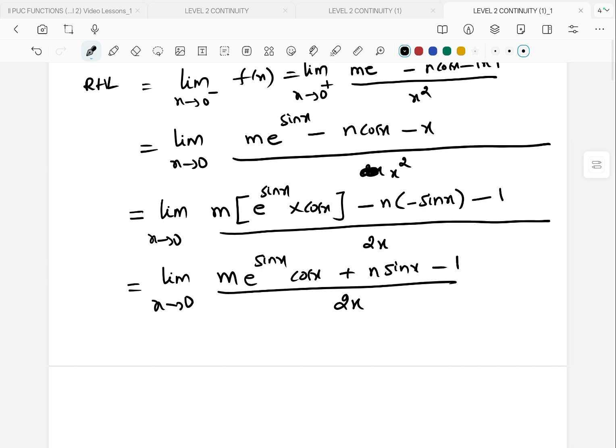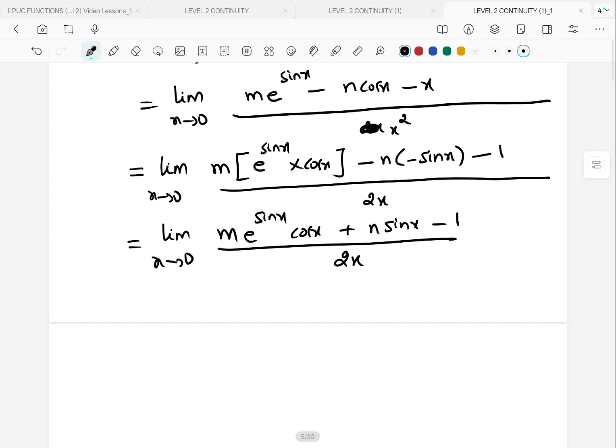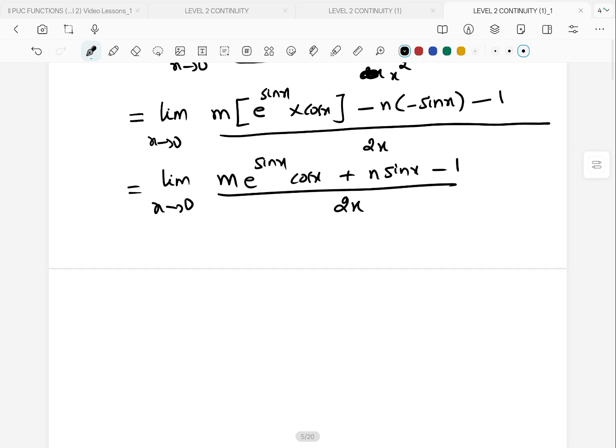So again, if you apply the limit as x tends to 0, denominator will become 0. So the limit will not be a finite one. So let's differentiate again. So this is limit x tends to 0. Denominator will become 2.